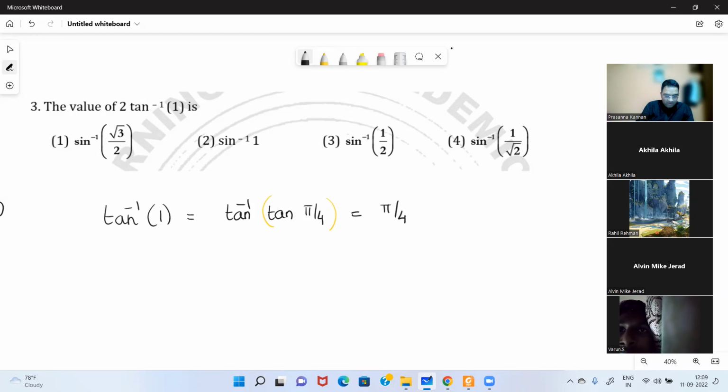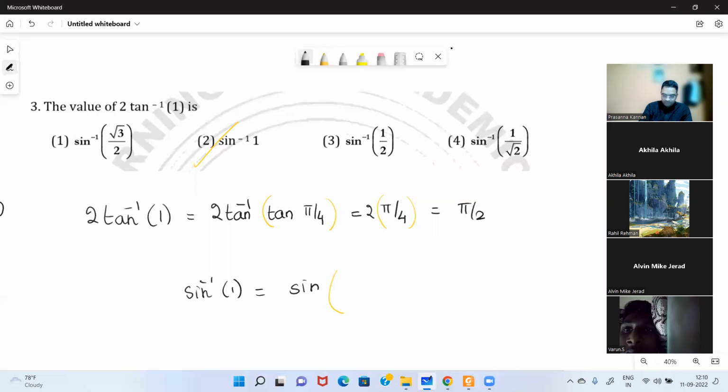Very good. But here what they have given is 2 tan inverse 1. So what is it? 2 pi by 4, pi by 2. Clear? Which of these answers is pi by 2? Option 2, sir. Option 2 is the right answer because sine inverse 1, how can I write? Sine inverse of sine pi by 2, and that will be nothing but pi by 2. Correct?